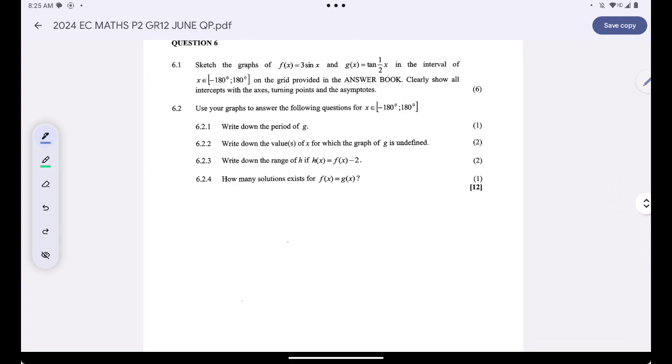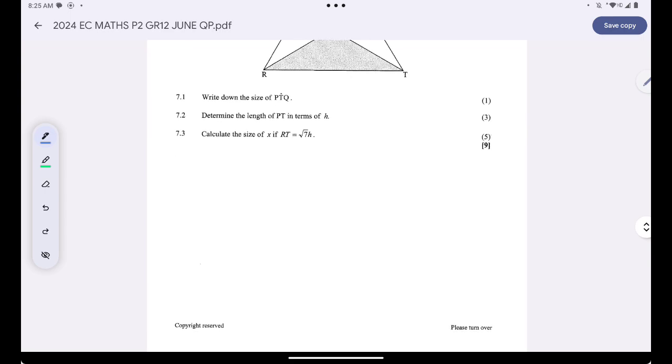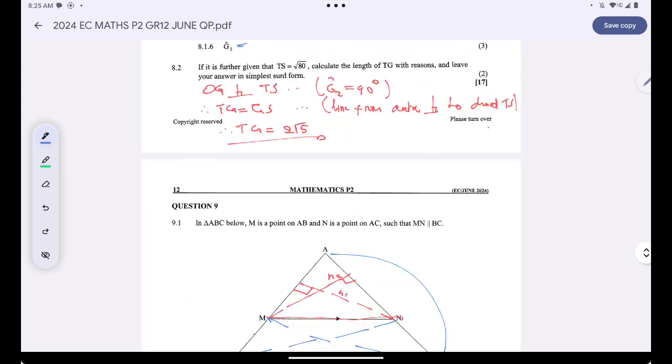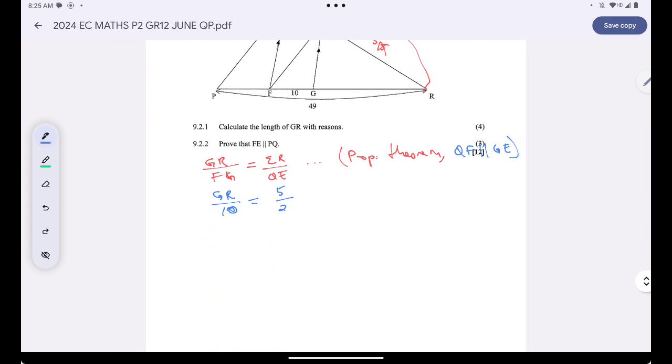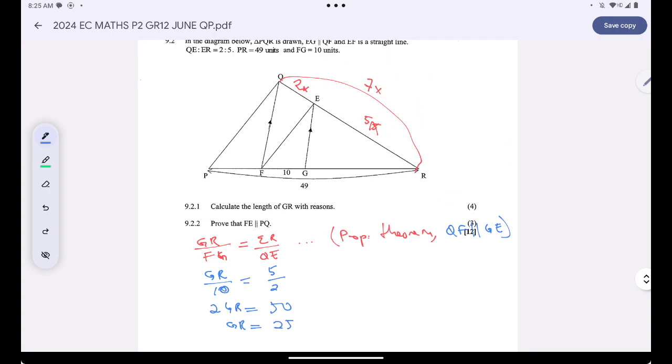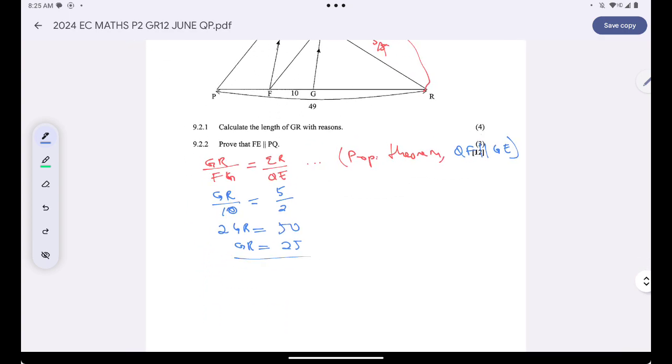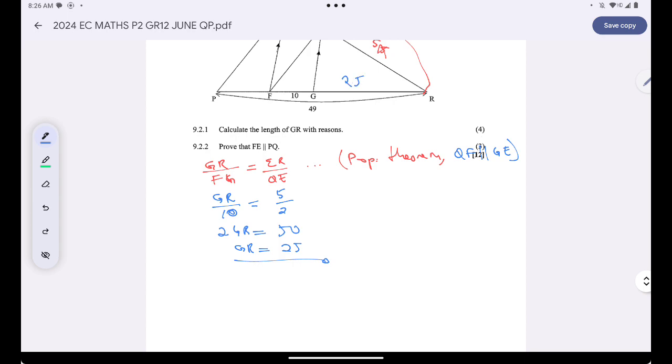So I will be left with 2GR is equal to 10 times 5, which is 50. Then GR will be 25 units. Yeah, GR will be 25 units. So now I know that GR is 25. Right?